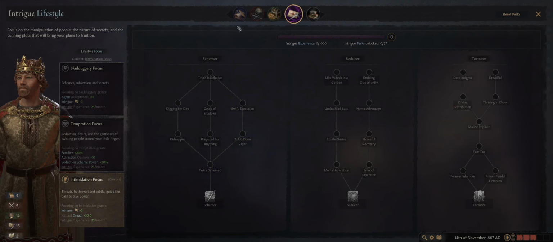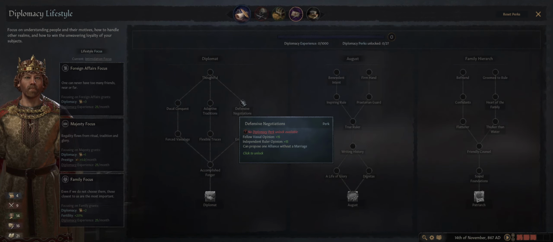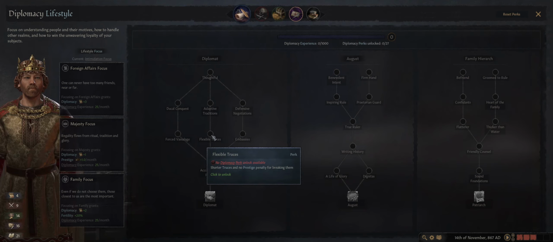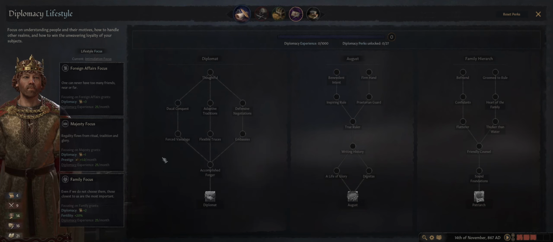As mentioned, the other way to go down is to improve the characters' opinions of you outright, such as defensive negotiation, which increases independent rulers, i.e. foreign nations, by 15, shorter truces, things of that nature. So this is the other route to do it.